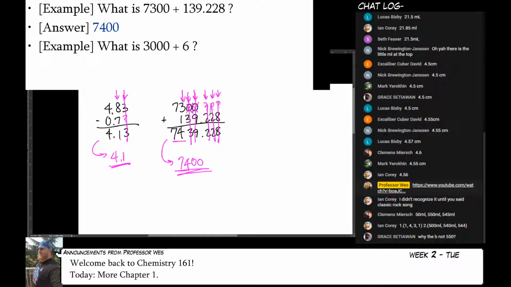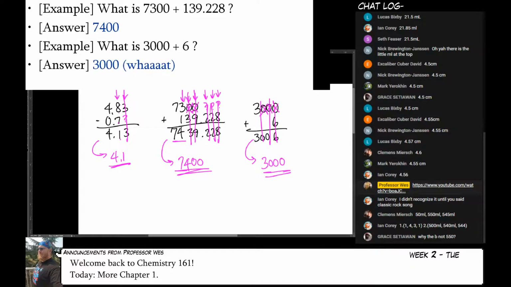And that is going to lead us to this problem, which is really obnoxious. When I add these two numbers together and follow the rules, these are all placeholders, and I don't get to keep these numbers. And so in this class, 3,000 plus 6 is 3,000. And this is where a lot of first quarter students go, what the hell? That's absurd. But in reality, this actually makes a lot of sense based on how we're using estimates and tools.